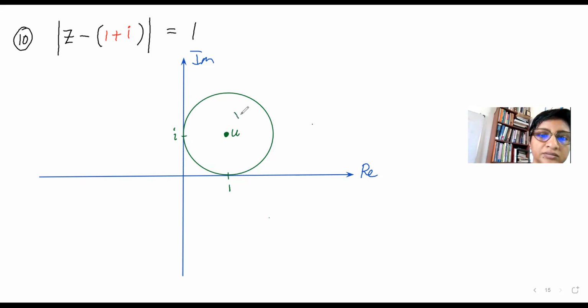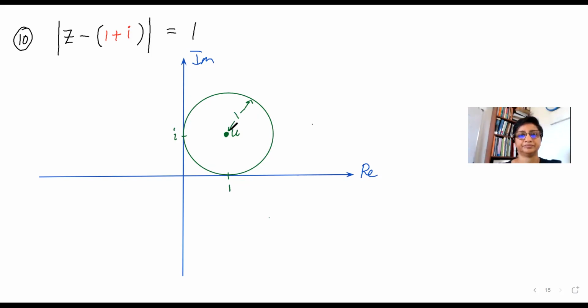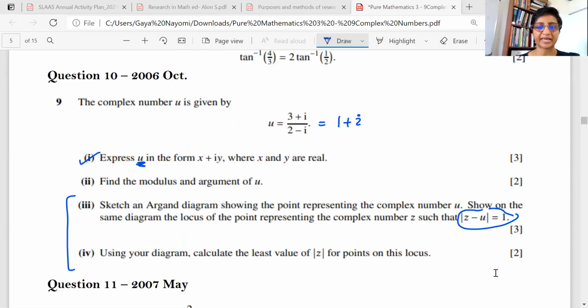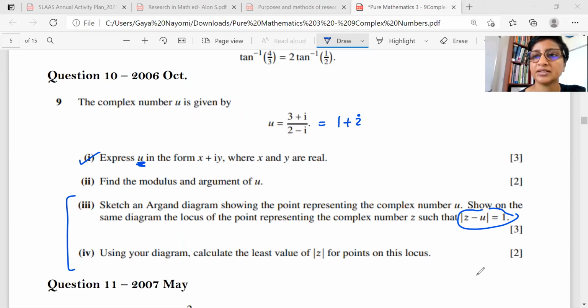This is 1. Radius is 1. Now, using your diagram, calculate the least value of Z for points on this locus. Out of all the Z's here, what's the least Z? Least modulus. Who has the shortest length? Least.